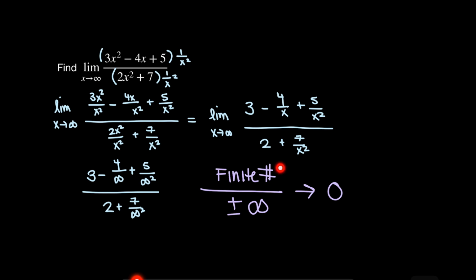And anytime you have a finite number and you divide that by either positive or negative infinity, that is always going to go to 0. If you take something finite, so a number that's not infinity, and you divide by something that's growing without bound, the magnitude of that quotient is going to get smaller and smaller and smaller, and it's going to approach 0.